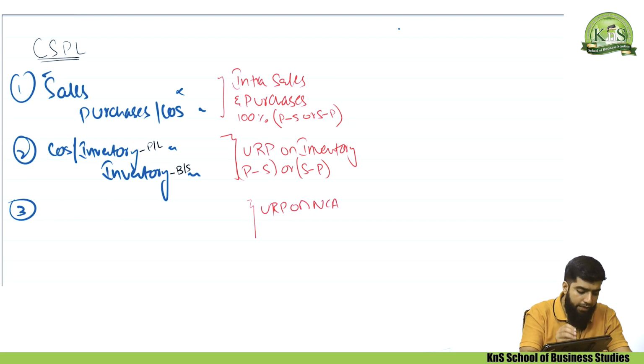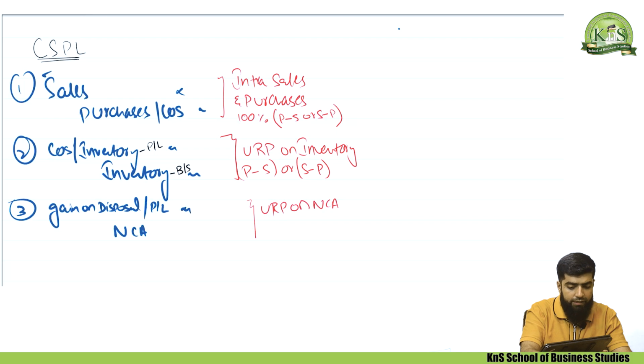How will it be removed? Definitely the gain on disposal will be debited. It means consolidated P&L or other income will be debited, and non-current asset will be credited. Obviously, the impact of non-current asset will be on the balance sheet side, but the gain on disposal or other income account will be debited.